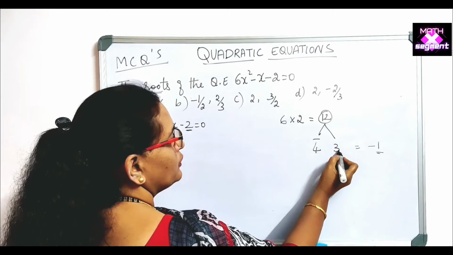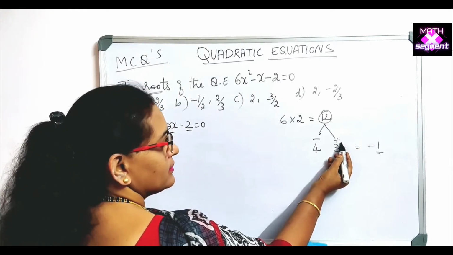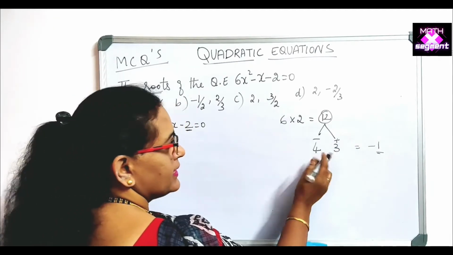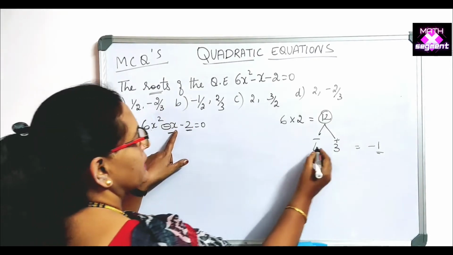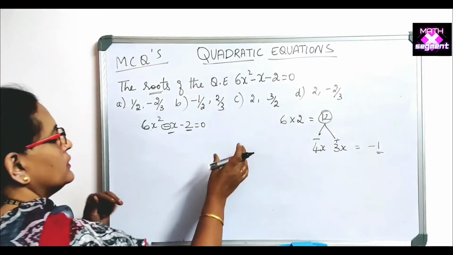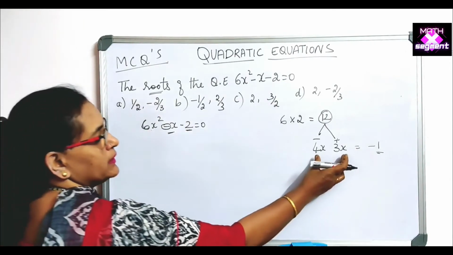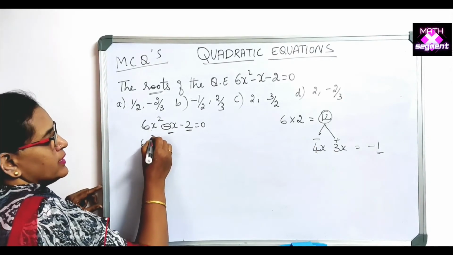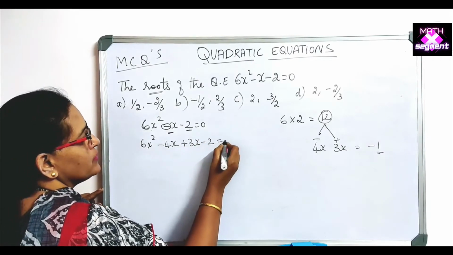Then for the other number we have to put the opposite sign. Here if you have put minus, you put plus here if you are subtracting. If you are adding, you have to put the same sign. In this case we are subtracting, so we are putting the opposite sign. And what is the variable in the middle term? It is x. So put the variable on both terms. The meaning of this splitting is that the middle term is split into minus 4x plus 3x. So let us write it down: 6x square minus 4x plus 3x minus 2 is equal to 0.